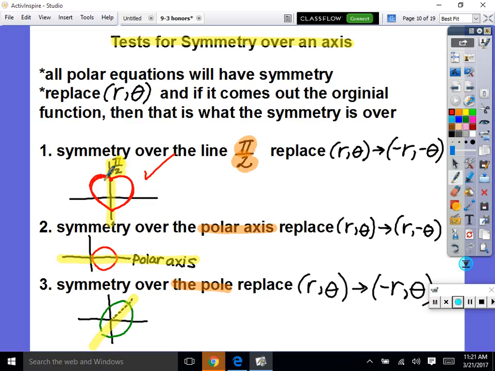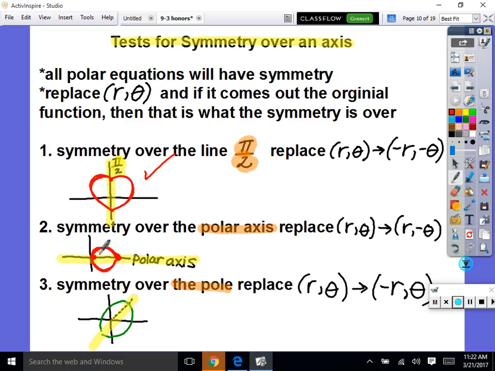Everybody understand? Okay, so then symmetry over the polar axis happens if we have an r theta and we plug in r negative theta. So if you keep r as r, but then plug in a negative theta, you go through and simplify it, and it comes out the original equation, then it has symmetry over what's called the polar axis, which remember the polar axis is just the x-axis.